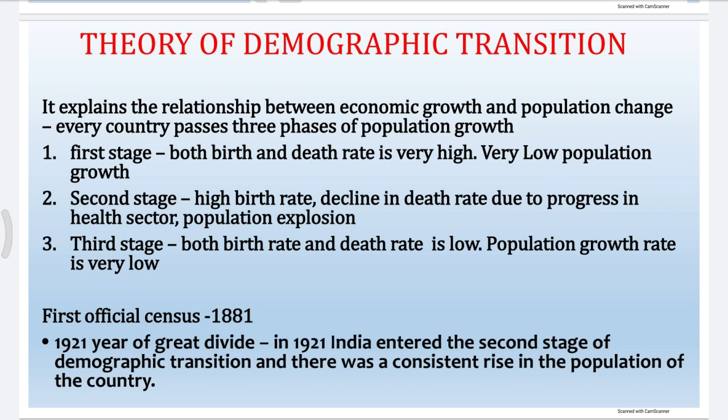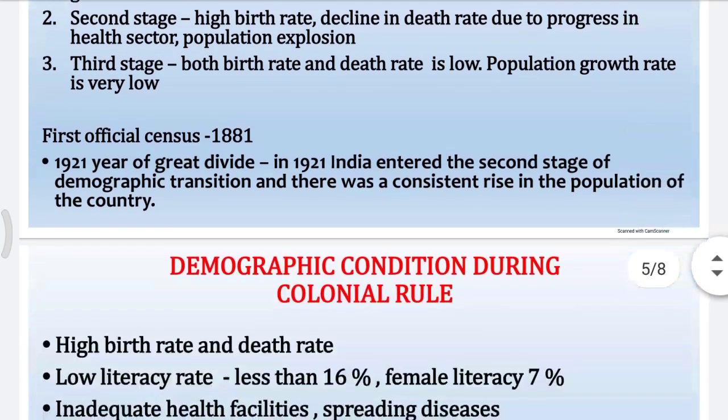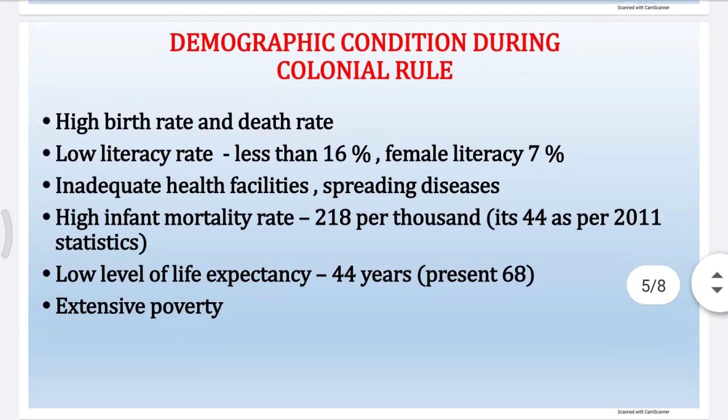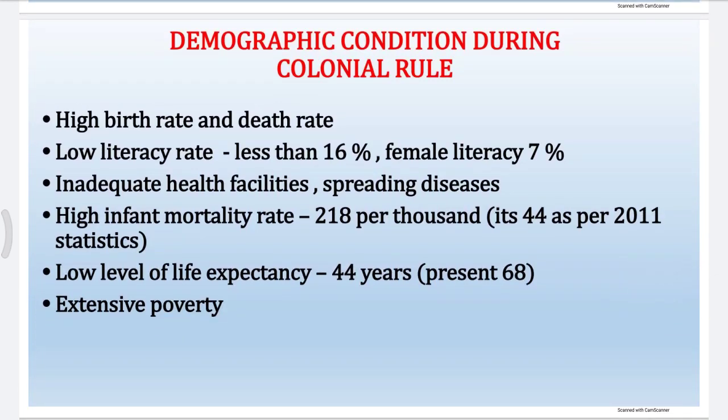1921 is termed the Year of Great Divide because India entered the second stage of demographic transition in that year. From this year we can see high birth rate and low death rate, so the result is a consistent increase in the population of the country. Now we will discuss the demographic conditions during colonial rule in detail.